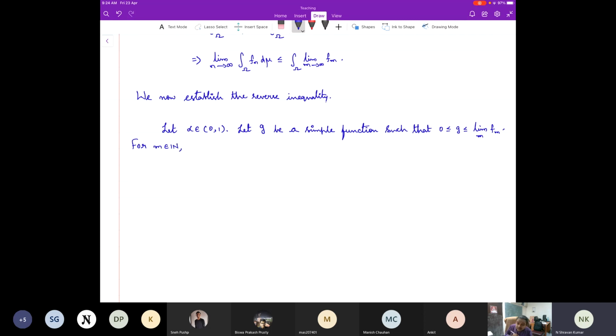For each n, let E_n be the set of all x in omega such that f_n(x) is bigger than or equal to alpha times g(x).